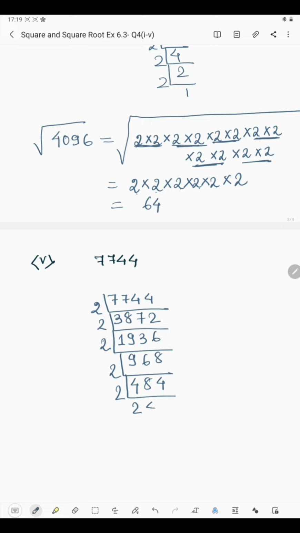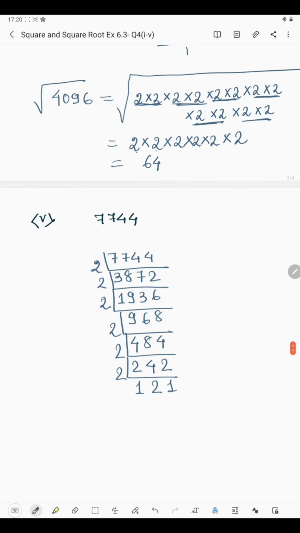Again 2 4s are 8, 1, 2 8s are 16, 2 4s are 8. 2 2s are 4, 2 4s are 8, 2 2s are 4. Again 2 1s are 2, 2 2s are 4, 2 1s are 2. So what we are doing, we are dividing by this number. So here again we have got 1. Now 11 11s are 121. So here we will take 11. Okay.